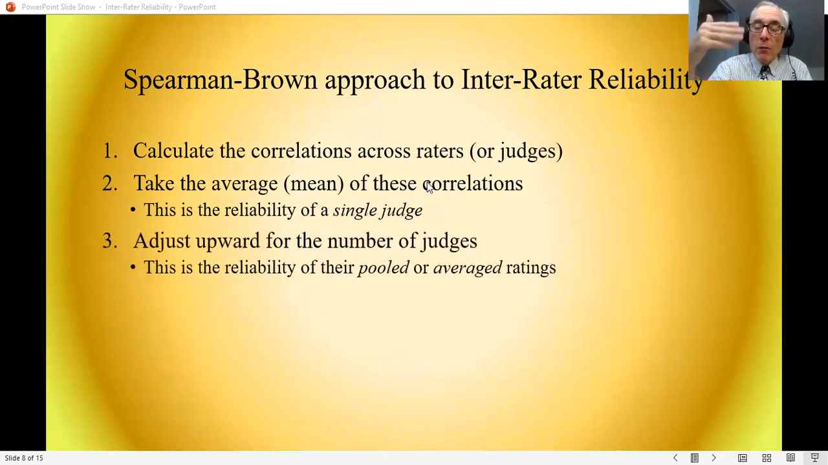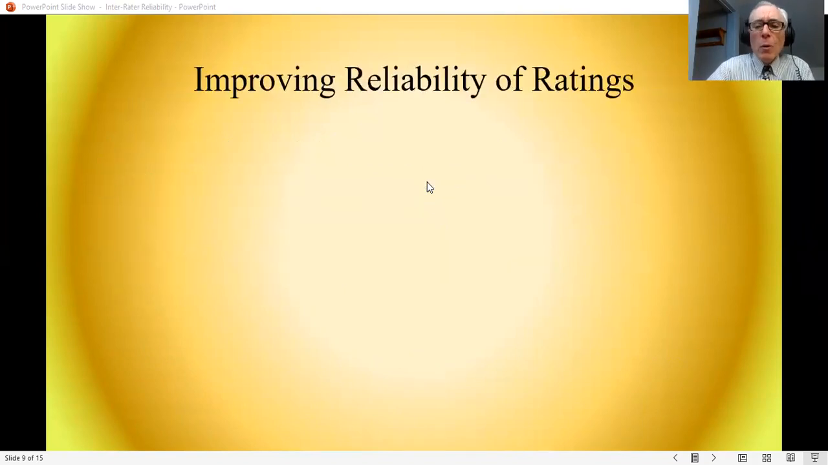Other times you're going to have a number of judges look at something, 2, 3, 4, 20, however many. And you could use the Spearman-Brown formula to adjust upward from the mean average correlation up to the reliability of the averaged out ratings across all the judges you have. Always a higher number, of course. Now, how do we make it better? Let's just say our reliability isn't looking as good as we want it to.